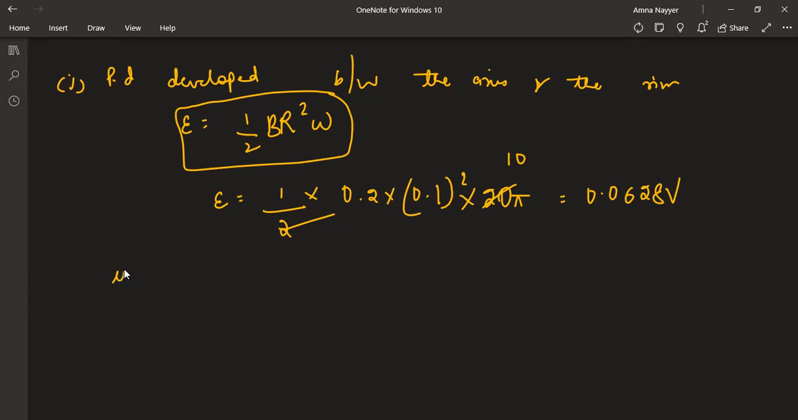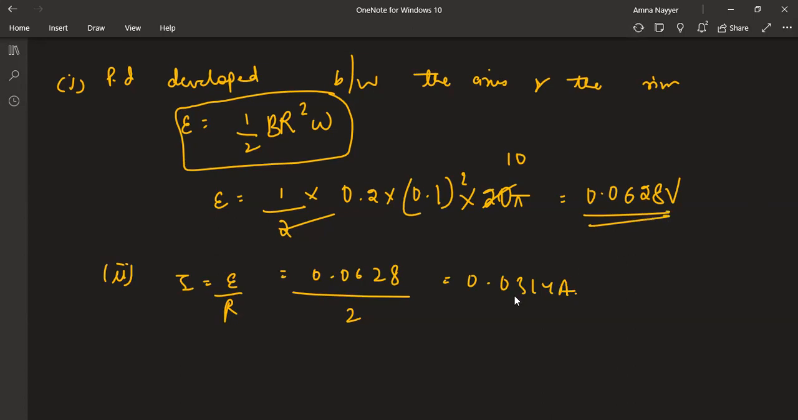And now see, once you have the potential difference, current will be again EMF divided by resistance, 0.0628 divided by resistance, which was 2. Yes. So 0.0314 amperes, like this. This is voltage, this is current. Note it down.